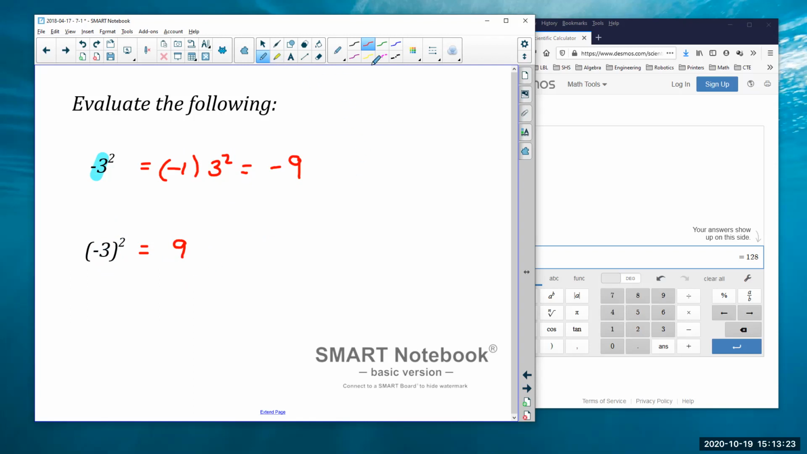Now, a much better way of writing this expression: if I wanted the opposite of 3 squared, what I would really want to write is -(3 squared). There's no ambiguity, okay? I'm going to do order of operations, do the 3 squared first, and then take the opposite of that, or multiply it by -1. So the first one is not really a great example of how to write these out.